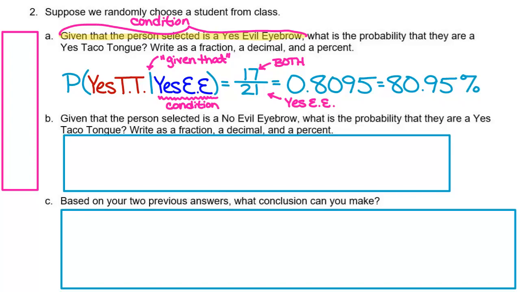I want you guys to do part B. Use part A as a model, but I want you to do part B. Notation, fraction, decimal, and percent. I'm only going to give like 45 seconds to a minute. Do part B, notation, fraction, decimal, and percent.